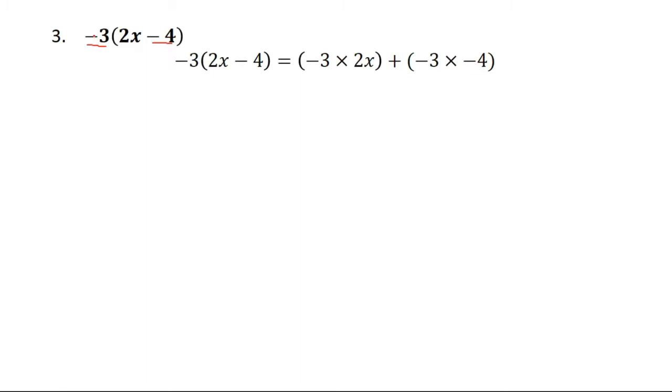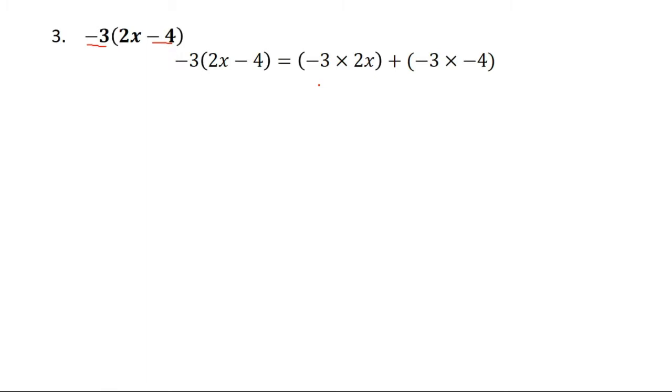So to begin with, we have minus 3 times the first term here, which is 2x. Then plus, you open another bracket, minus 3 times what is here, which is minus 4. So we have distributed what is outside the bracket over what is inside the bracket. Now let's continue. Remember, we said that when negative multiplies positive, it's negative.